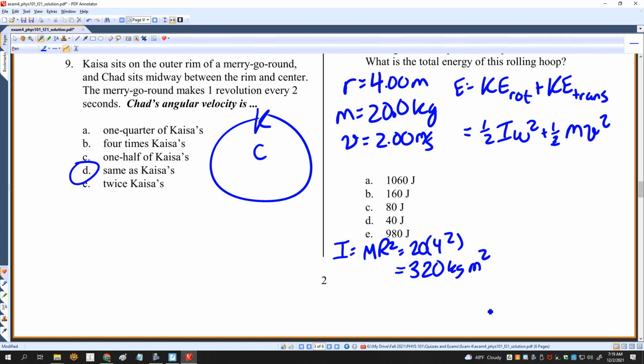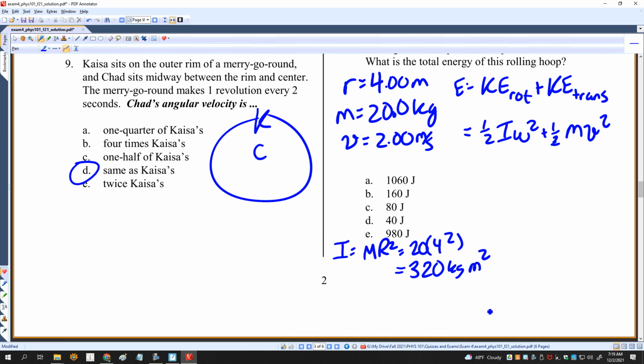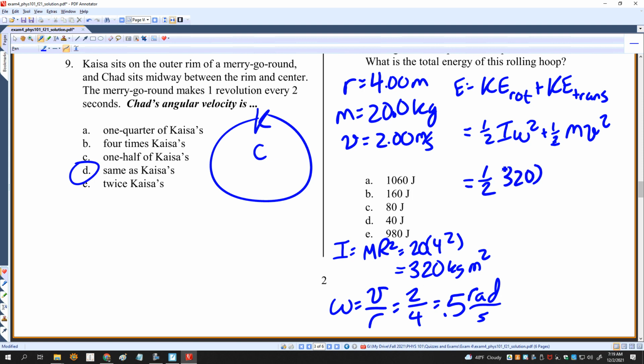And also need to know omega. Omega is equal to v divided by r. It's 2 divided by 4. So it's going to be 1/2 of 320 times 0.5 squared plus 1/2 of 20 times 4 squared.